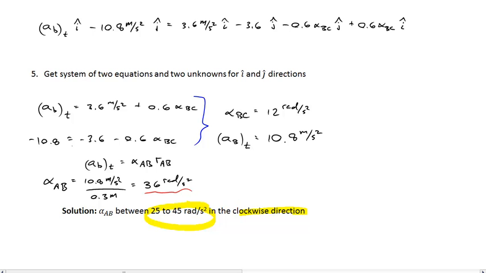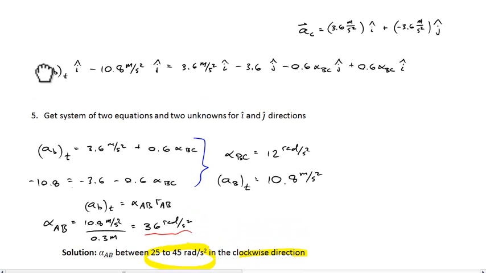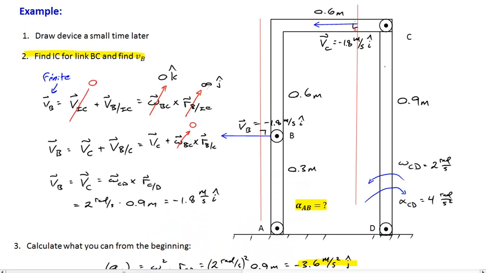So we go back up to the figure. Because CD, even though it's moving to the left, is decelerating, it's slowing down, the acceleration at this point is in the positive or clockwise direction. The acceleration of AB is also in the clockwise direction. It turns out alpha AB is equal to 36 radians per second squared.